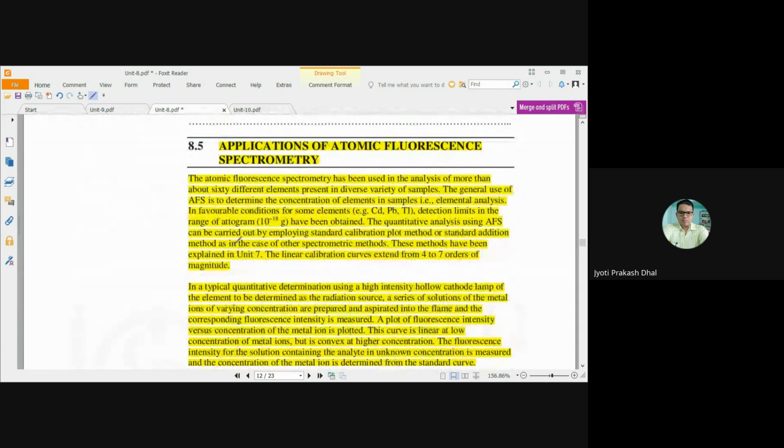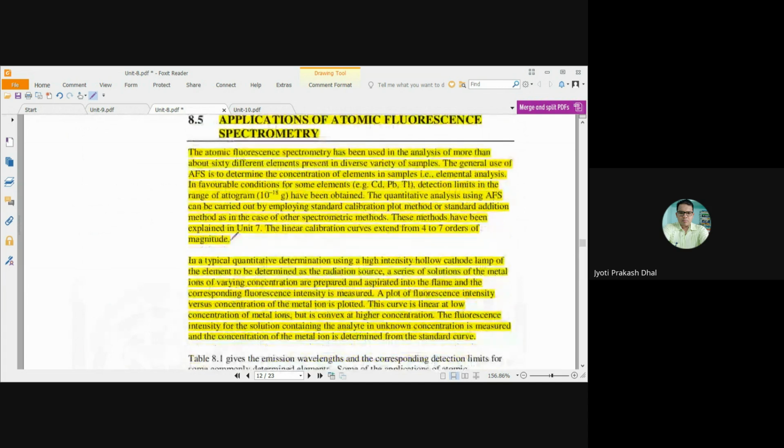Now coming to the applications of atomic fluorescence spectroscopy. Atomic fluorescence spectroscopy has been used in the analysis of more than about 60 different elements present in a variety of samples. The general use of AFS is to determine the concentration of an element in a sample, that is, elemental analysis. In favorable conditions, for some elements like cadmium, lead, and thallium, detection limits in the range of 10 to the power minus 18 gram have been obtained. Quantitative analysis using AFS can be carried out by employing the standard calibration method that we have discussed in the graph.